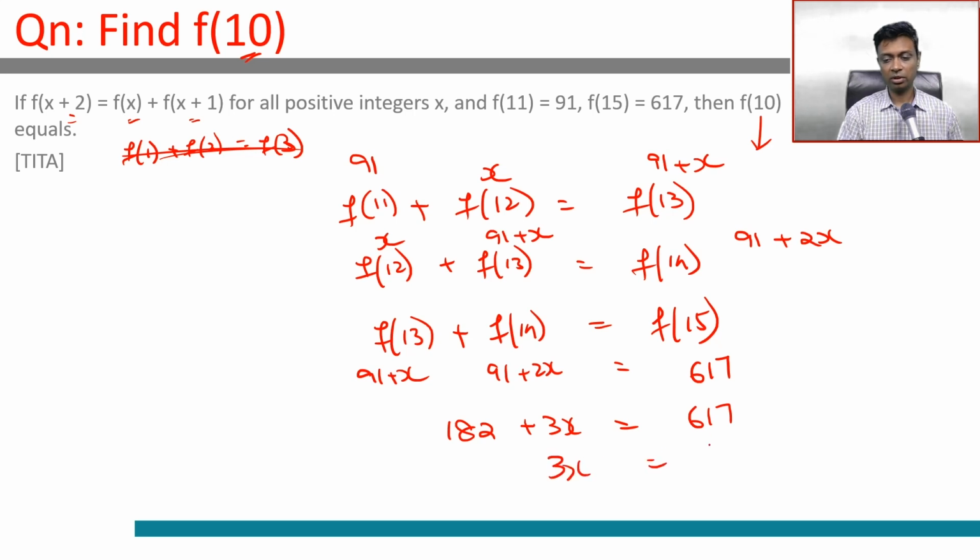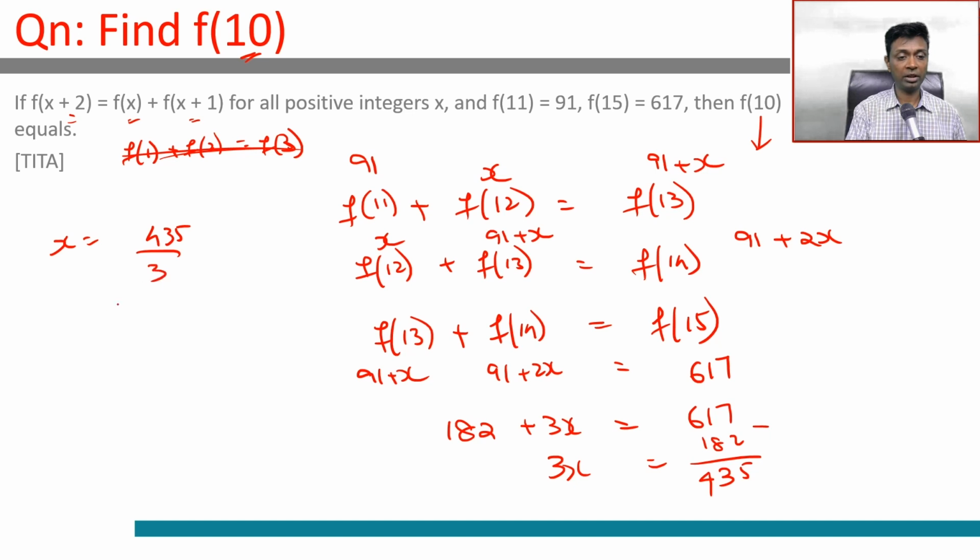3x equals 617 minus 182, which is 435. x is 435 by 3, which is 145. So x is 145.